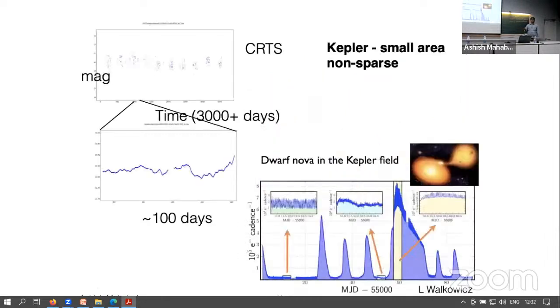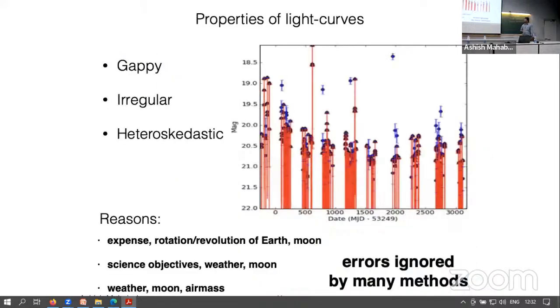Sir, I have a small question. Sure. Can you go back to the previous slide? I need to see or find out the gaps between the data, the irregular pattern, and the heteroscedastic nature of the data.